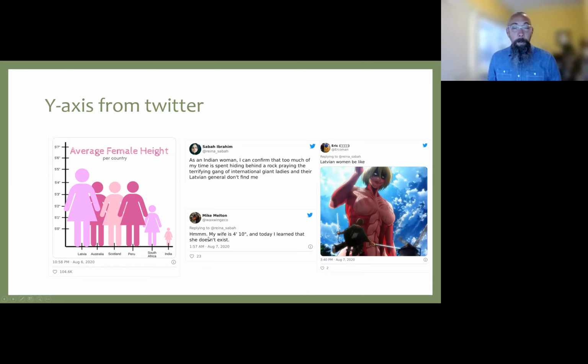This person says, "My wife is 4'10", and today I learned that she doesn't exist. Latvian woman be like this." So obviously there's a problem with this plot, and it's that this literally put their feet at like 4'9" or 4'8" or something like that. Or no, not even that, 4'10" maybe. So this is a good example of why a bar chart starts at 0, because length, height, is the thing that's encoding information.